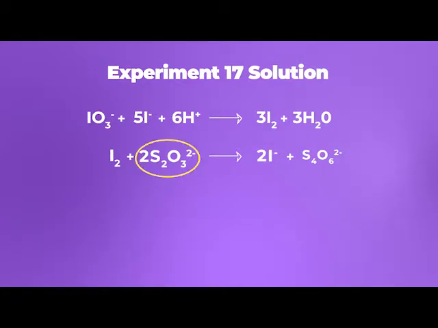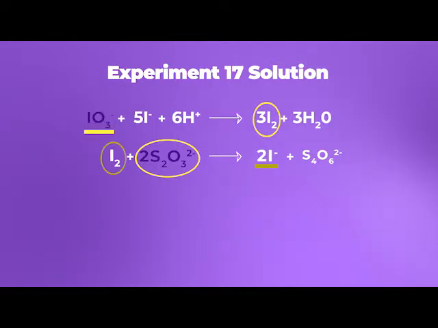For every 2 thiosulfates that are titrated into the solution, producing 2 iodides, it consumes 1 iodine. From the first equation, we see that 3 iodines are produced for every iodate. Therefore, for 6 thiosulfates used in the titration, we have titrated 1 iodate ion.